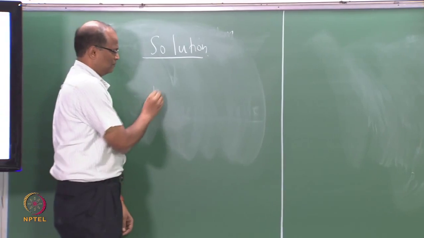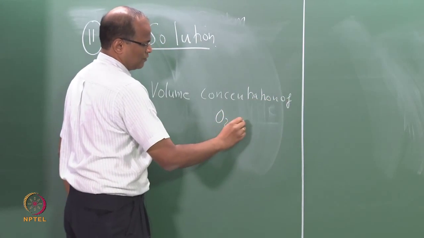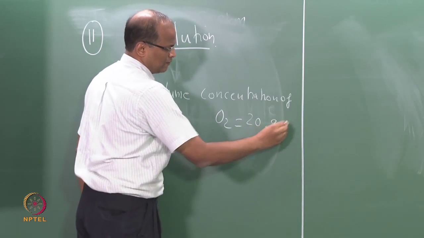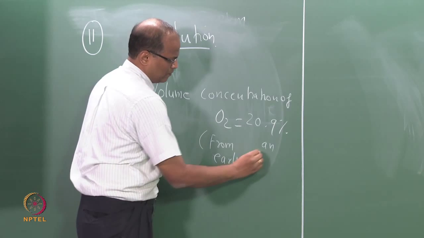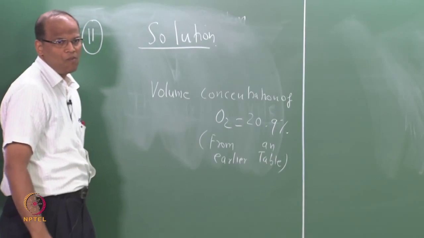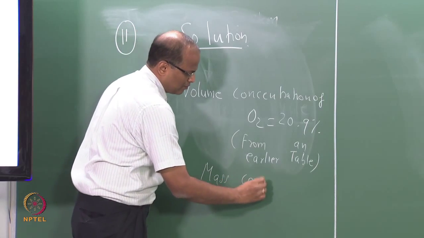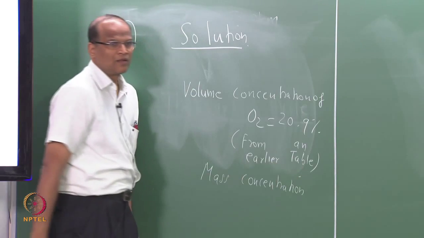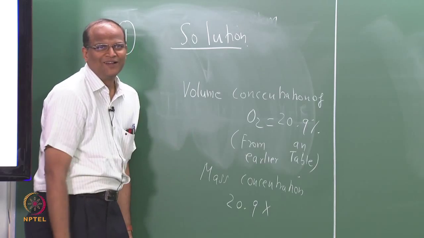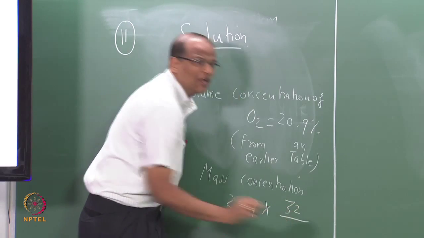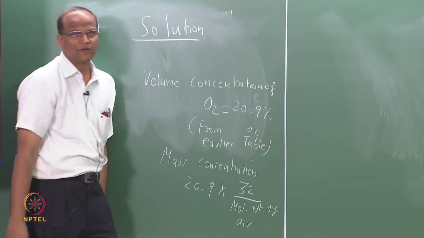What is the volume concentration of O2? 20.9. Okay. This is from an earlier table, right? What will be the mass concentration? Step: 20.9 into 32 by the molecular weight of air. Wait, molecular weight of air. What is the molecular weight of air?